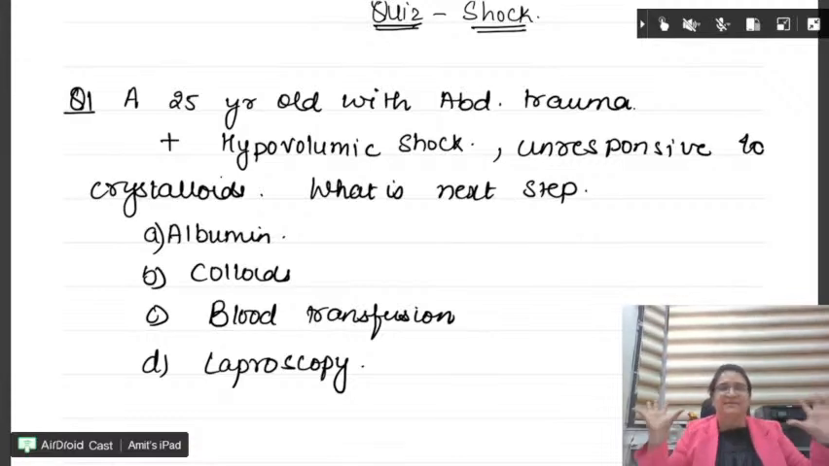Question number 1. Is it readable or should I read for you? Okay, I'll read it. A 25-year-old with abdominal trauma plus hypovolemic shock, unresponsive to crystalloids. What is the next step? A, B, C, D. Write down on a piece of paper.